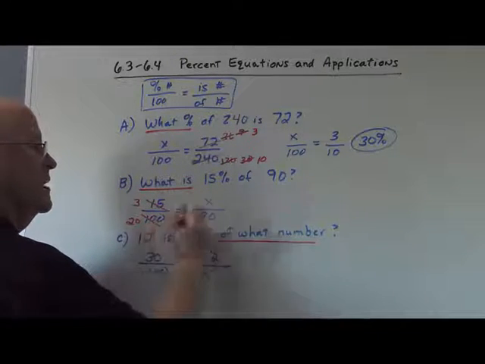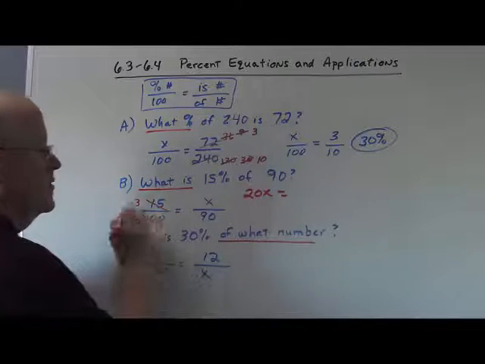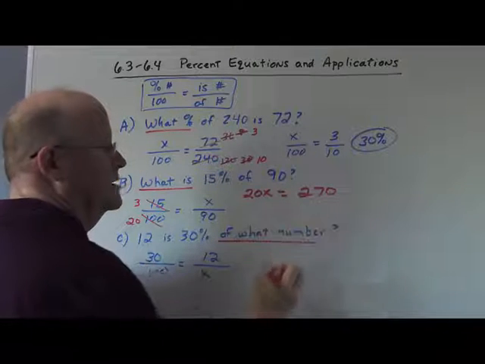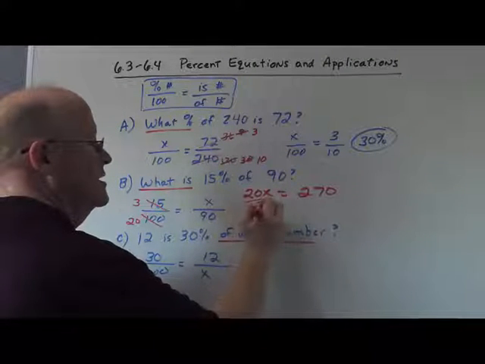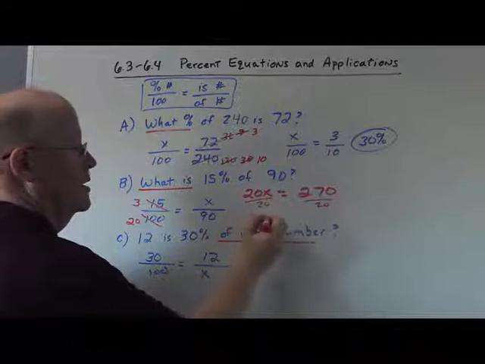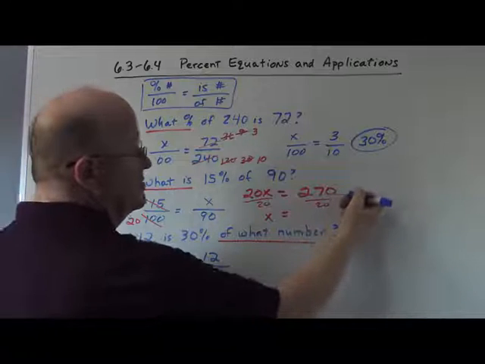The diagonal with the x in it gives me 20x when I multiply, and the other diagonal, 3 times 90, is 270. I would then divide each side by 20. 20 divided by 20 is just 1. I have 1x is equal to, and now over here I can divide.